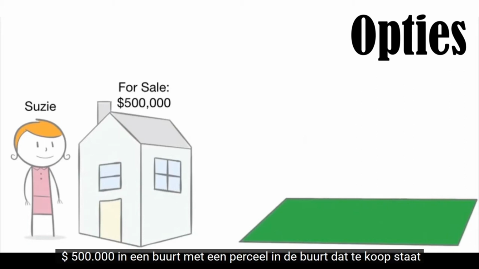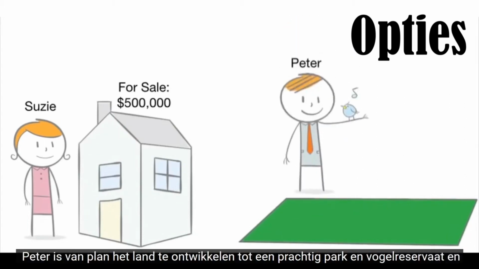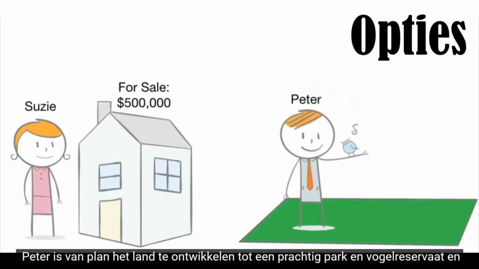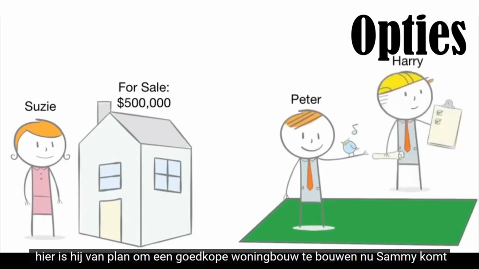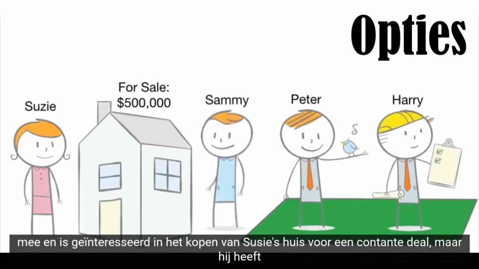land that is for sale as well. There are two parties interested in the land. Peter plans to develop the land into a beautiful park and bird sanctuary. And Harry plans to build a low-cost housing development. Now, Sammy comes along and is interested in buying Susie's house for a cash deal.